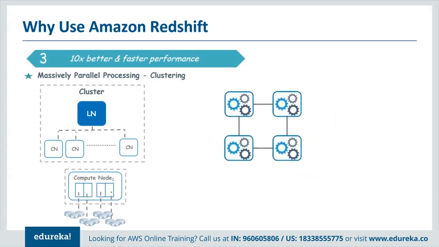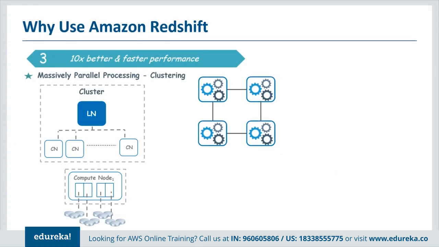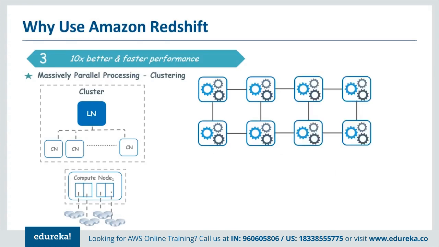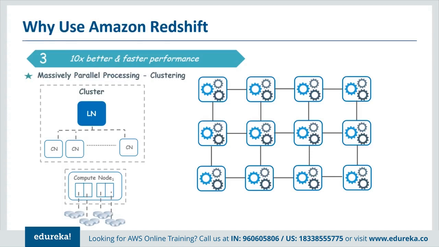So when the leader node receives a query, it develops an execution plan, and these compute nodes and compute slices work together, in parallel, to execute this plan. And later, the leader node sends the results back to the client application. So basically, these compute slices and compute nodes work in parallel to achieve better performance. Moreover, Amazon Redshift is also able to smartly recognize the data on nodes before running a query, which dramatically boosts the performance. So that's how we can get 10 times better performance using Amazon Redshift.